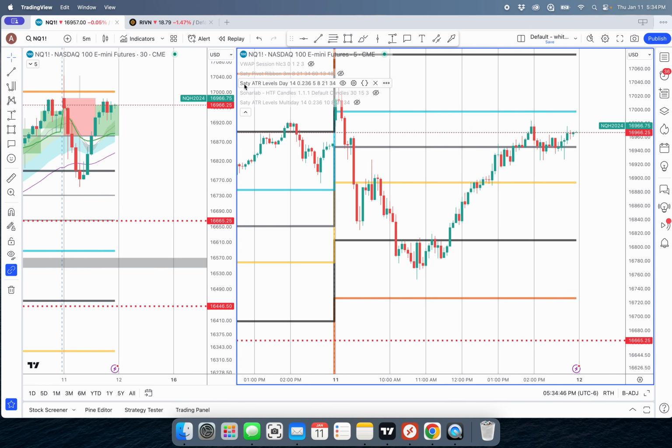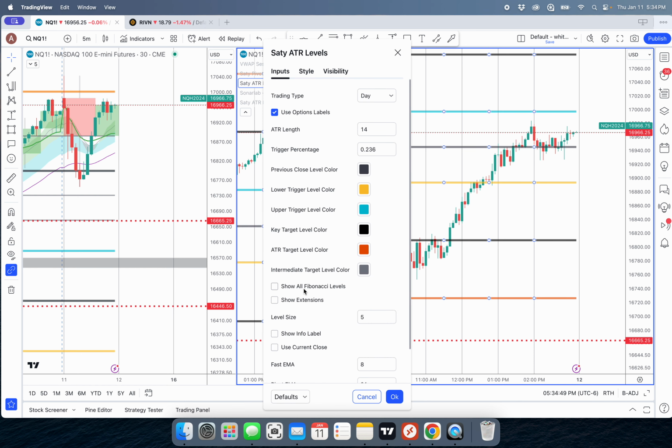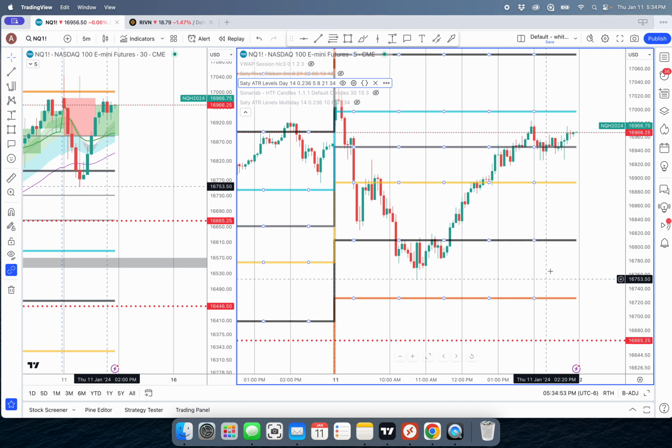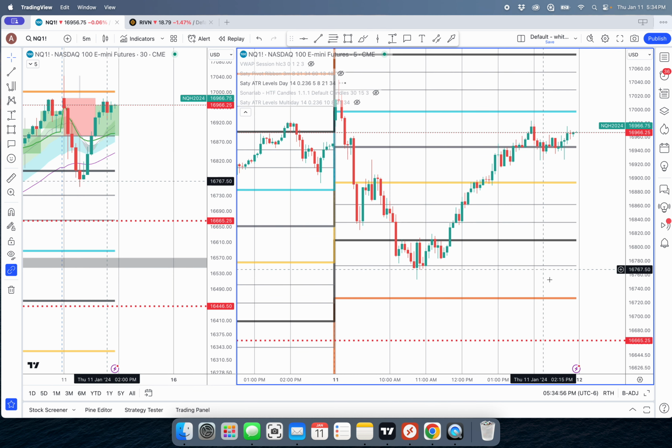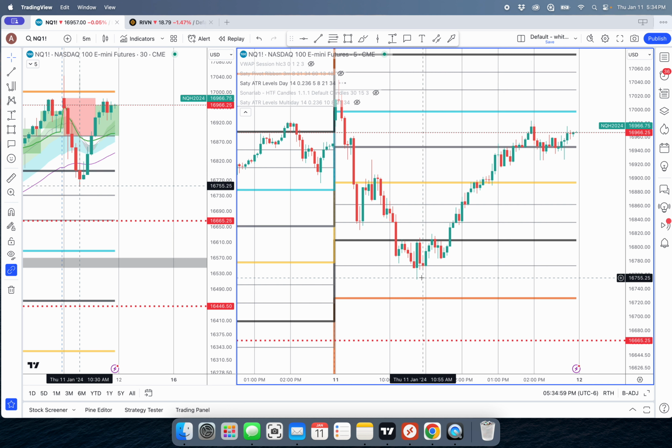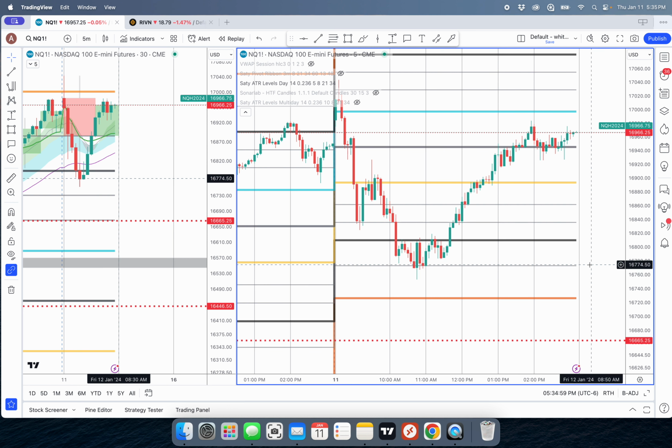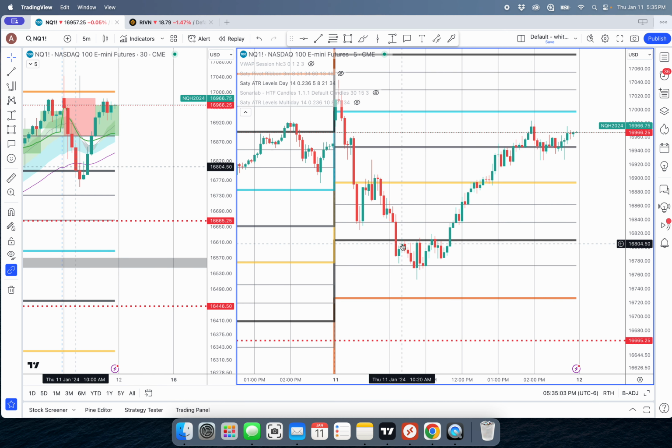If we go back to the SATI ATR levels and you click on Show All Fibonacci Levels, the extensions, the fibs, will show up. These lines right here. The reason why I didn't have them up before is because you don't want to get too confused on the bigger picture.